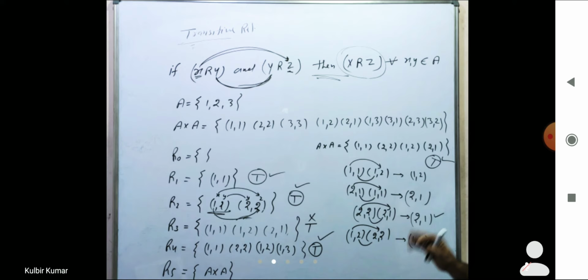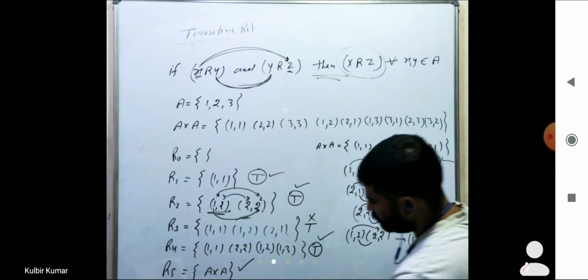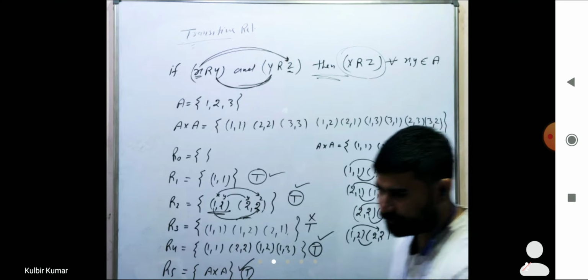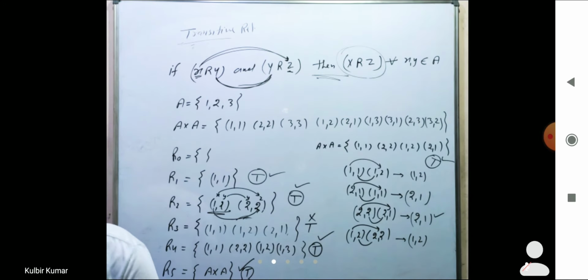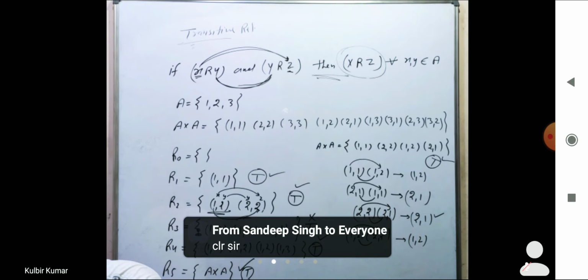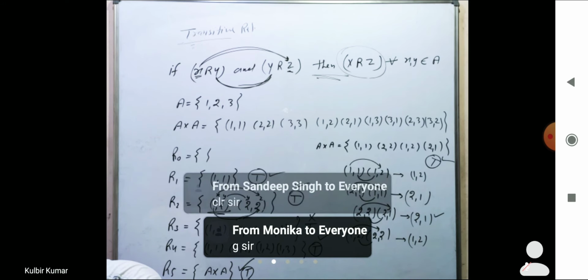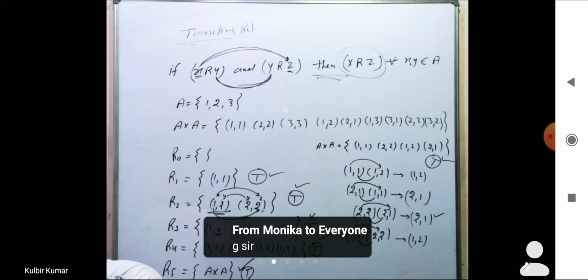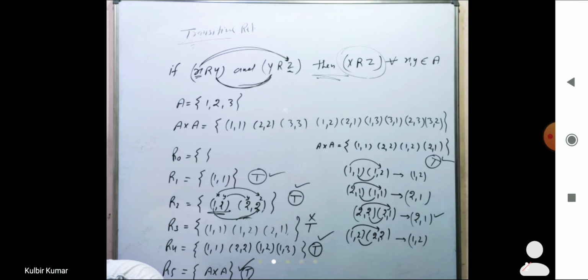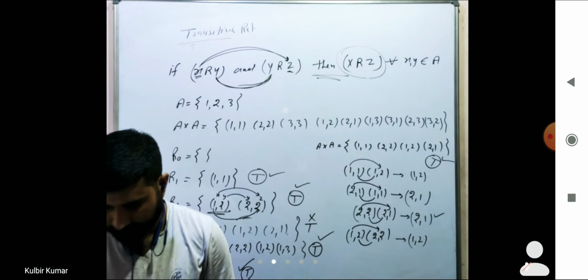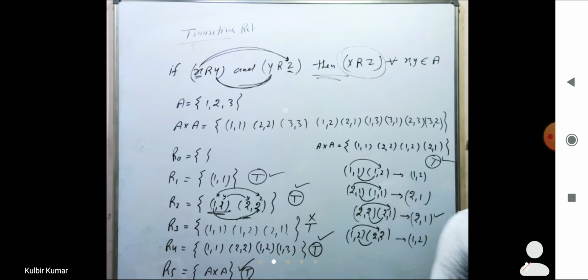इसका मतलब क्या होगा, A cross A is also transitive. Yes, A cross A is always transitive. So it is clear to all. Okay. So let's see the next thing.